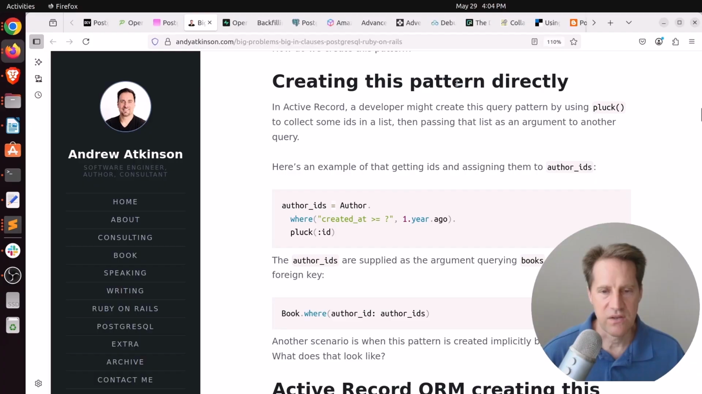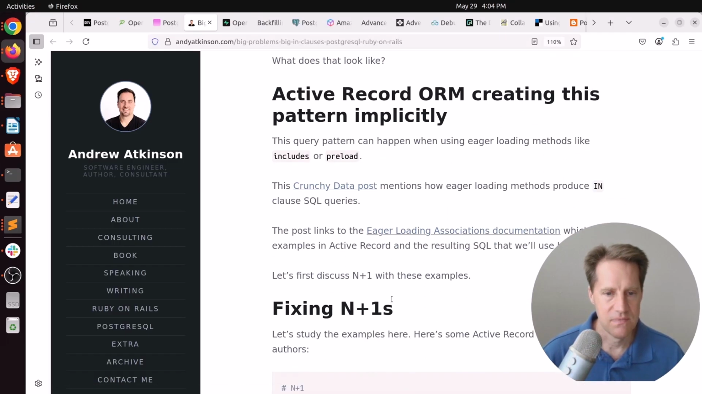But he says you can create this pattern explicitly if you run a query and basically pull in an array of IDs and then use that array to say, find the books where the author ID is in this array. That will essentially send a large IN list to the database. But your ORM, again, not just Ruby on Rails, I've seen this in Python, can create this pattern implicitly.